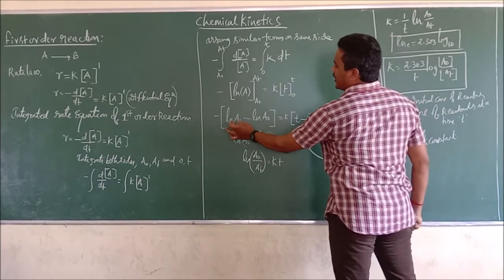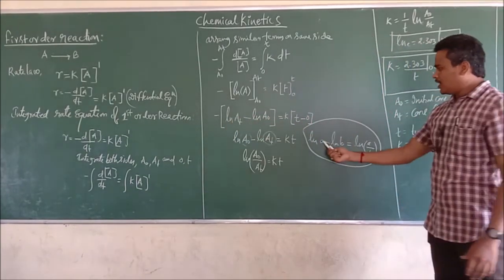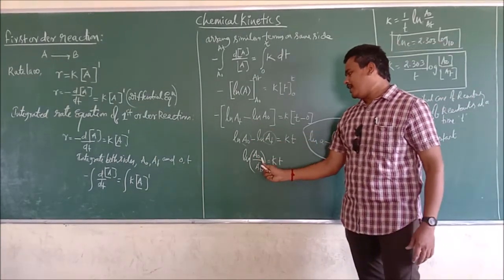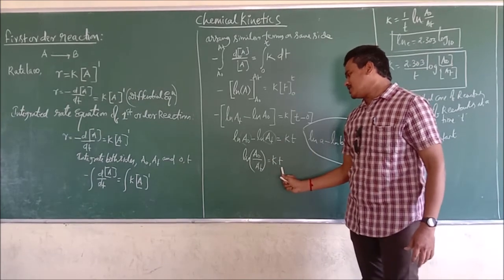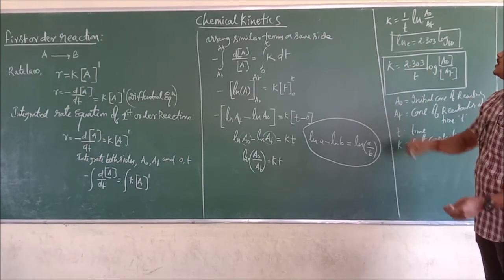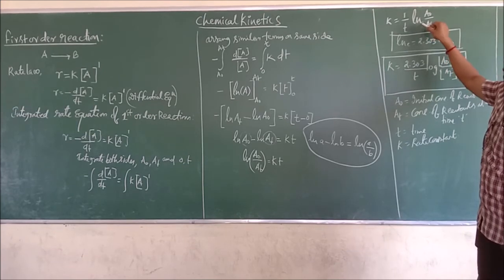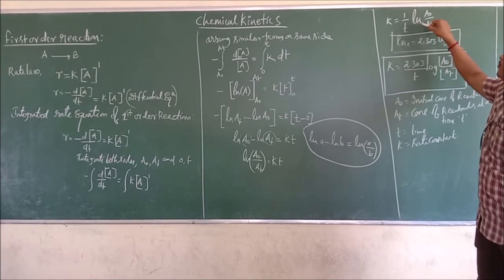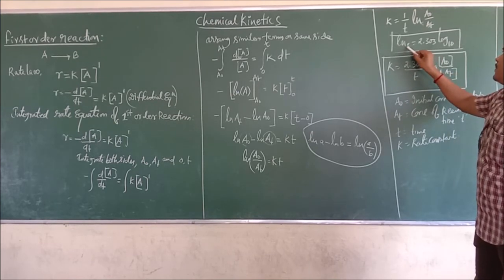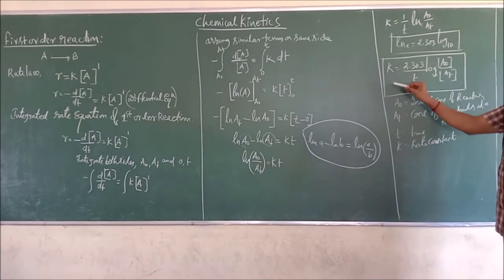So log a minus log b, according to logarithms, is equal to log a by b. The same formula I applied here. I got this one. Similarly, kt is coming here. k is the rate constant for a first order reaction. So k equals 1 by t log A0 by At. Here log means log with base e. I am going to convert this log base e to log base 10. At that time, the relation is log base e equals 2.303 log base 10. So this is the final equation.